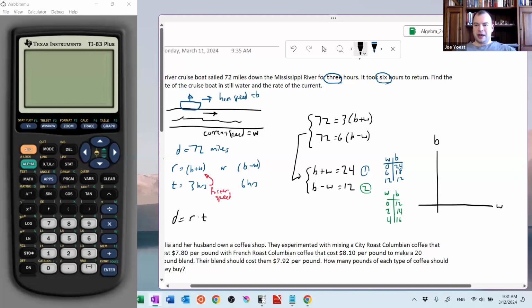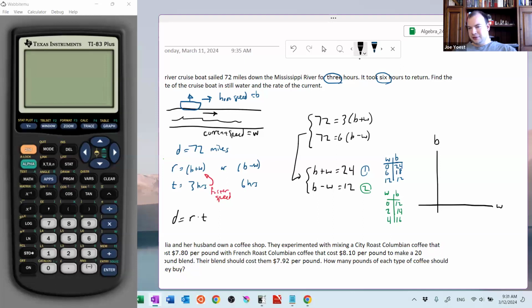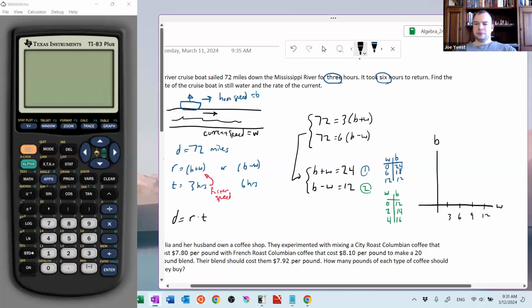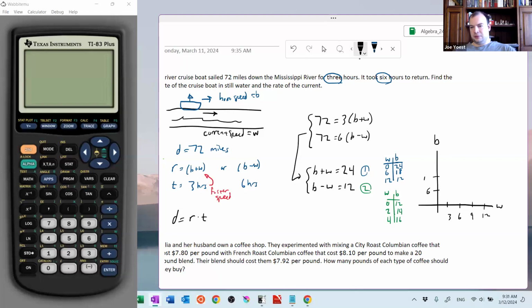So let's again go through and graph these. I see that w goes from 0 to 12. And b, it looks like, goes up to about 24. So what could I do? Maybe something like increments of 6. Something like that might get me a pretty reasonable set of points.